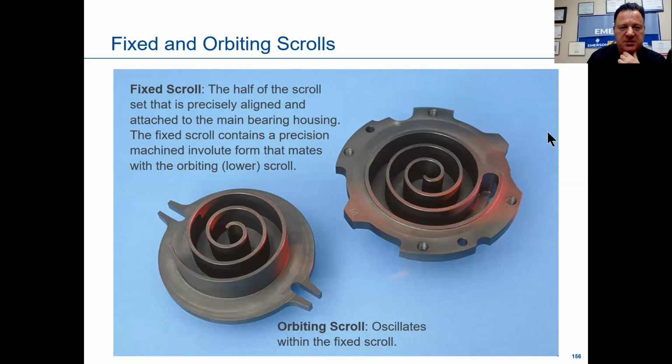Let's talk about the scroll set itself. On the left-hand side, we have the orbiting scroll. That's the movement scroll. It's at the bottom. You'll notice these little notches out of there on the scroll set. That's where our Oldham coupling is going to sit in. I've got a couple here for you that I was going to show you also. So here's our orbiting scroll, and here is our fixed scroll, which is on your right.